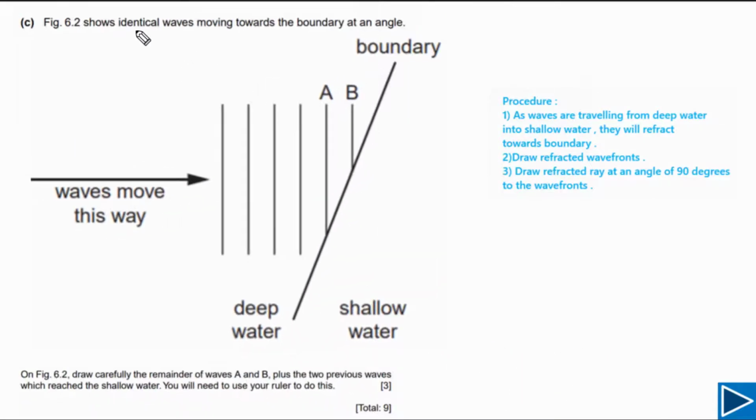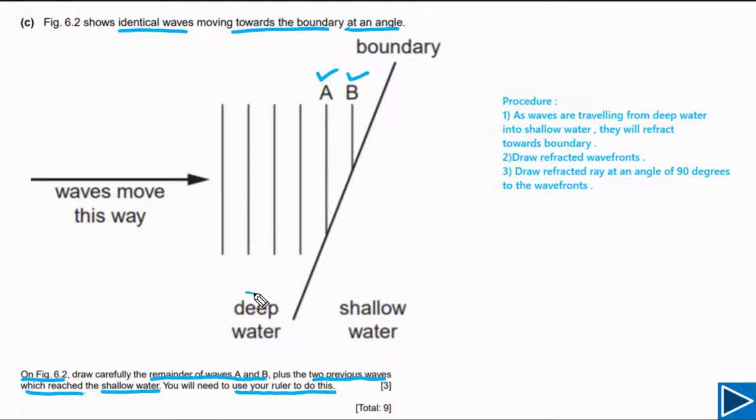For part C, two identical waves moving towards the boundary at an angle. It is given there are two identical waves, meaning wave A and wave B. For this question we need to draw on figure 6.2 the remainder of the waves A and B, plus two previous waves which reached the shallow water. We also need to use a ruler so we can draw in a proper way.